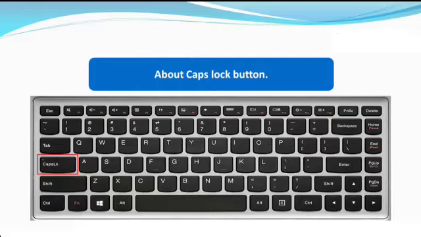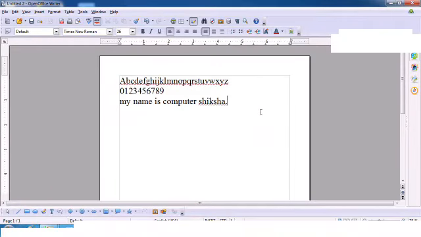Then when you once again want to type in small letters, just press the caps lock button once again. Let us now learn with the help of the video how we can use the caps lock button on the keyboard to type in capital letters. When you press the caps lock button once and start typing, you will see capital letters appearing on your writer sheet. Watch in the video.